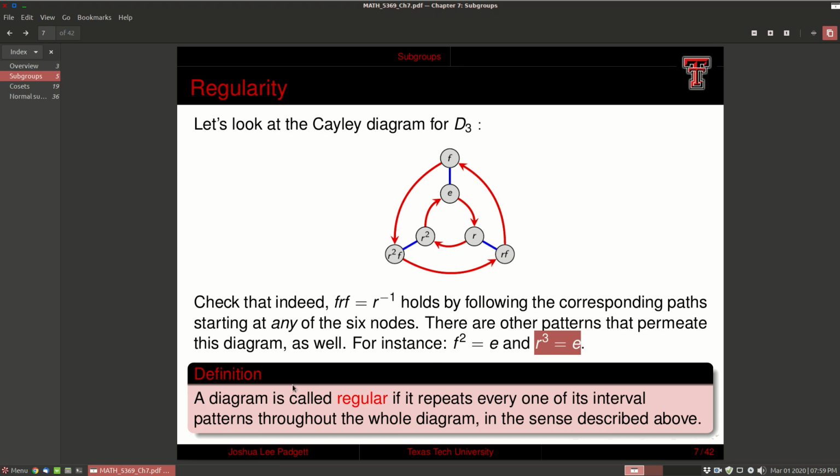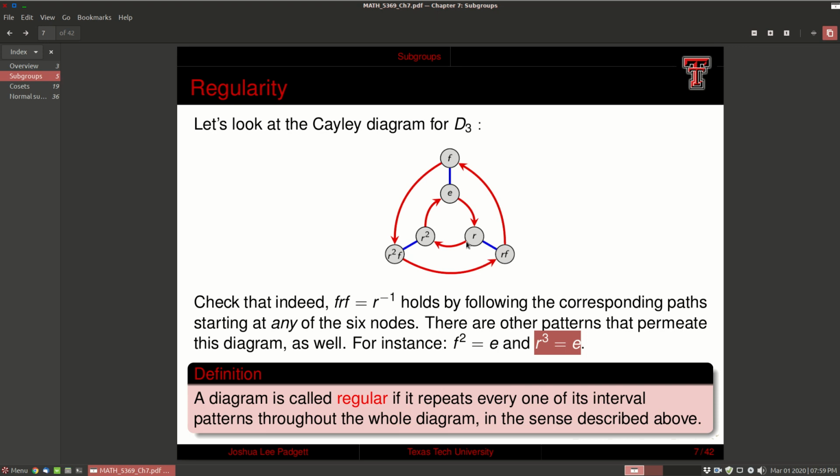All right? And so by definition, we have that a diagram is called regular if it repeats every one of its interval patterns throughout the whole diagram. So I'm giving a very informal definition here because we're not going to be proving theorems along the lines of, if a Cayley diagram is regular then... So we don't need something very formal. But what this is telling us is really what?